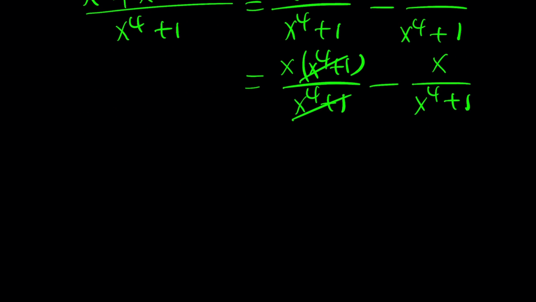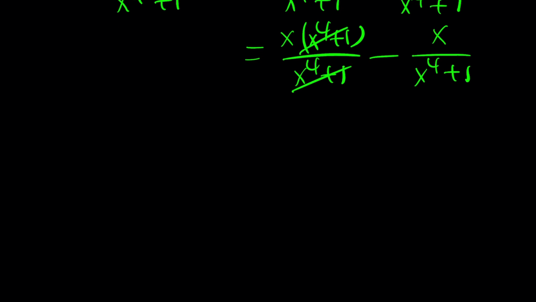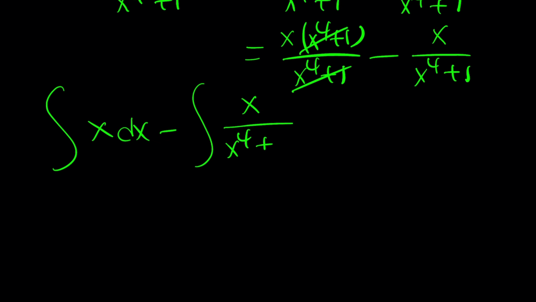Okay, so now here's what I need to integrate. x divided by 1, which is just x, obviously, right? x dx minus x divided by x to the fourth plus 1 dx. Now, integrating x is super easy. It's just going to be x squared over 2, right? And you can add the constant at the very end.